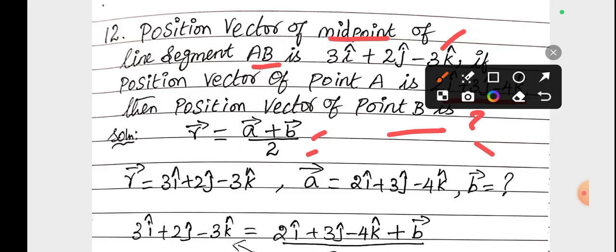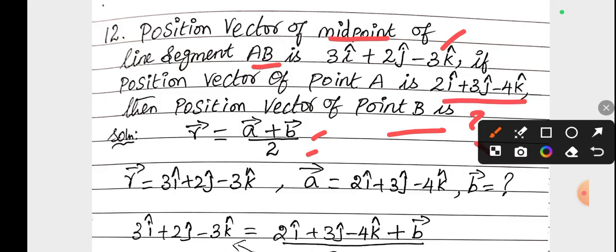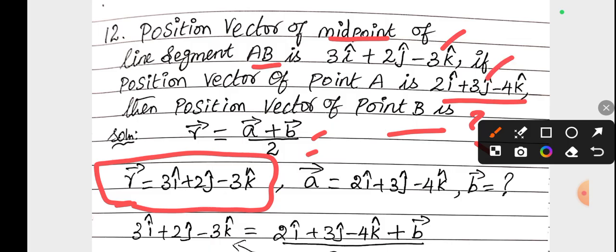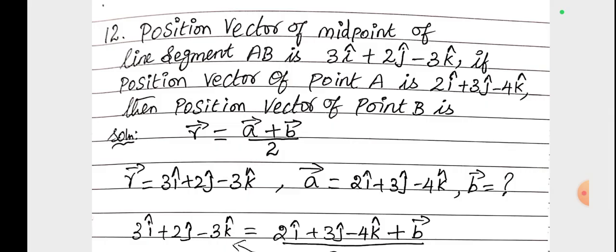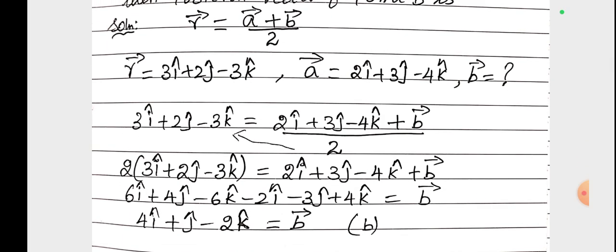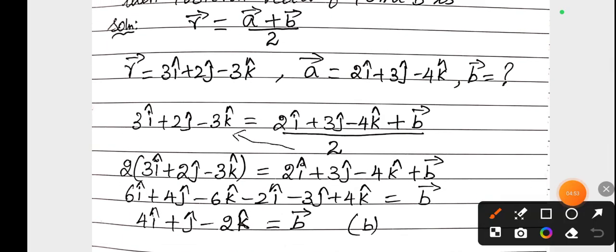The same way, what we are going to do now is consider the R vector, the midpoint itself, 3i cap plus 2j cap minus 3k cap. Then the first point A is given: A vector is 2i cap plus 3j cap minus 4k cap. And the B vector we want to find. Can we apply the formula, children? R vector equals A vector plus B vector divided by 2. So when we write the R vector as 3i plus 2j minus 3k, the division by 2 goes outside now.